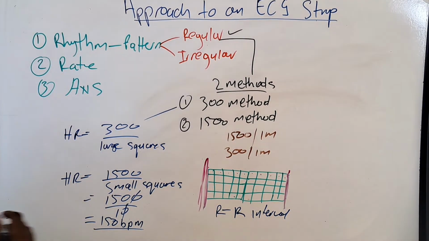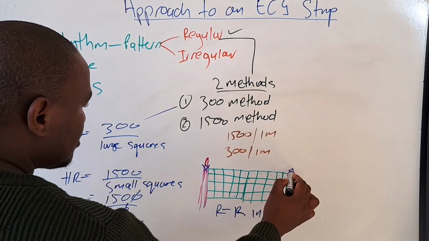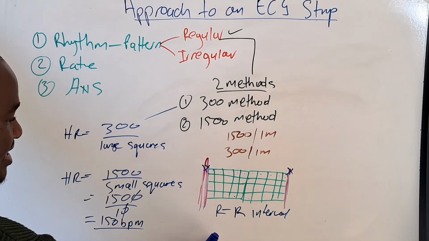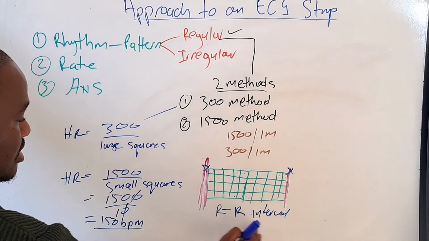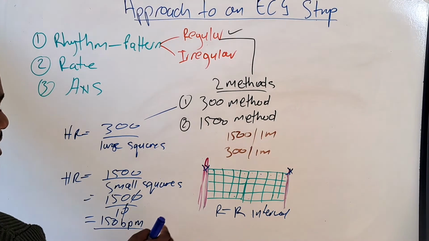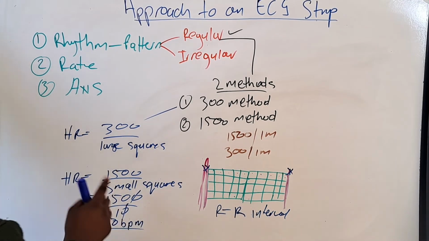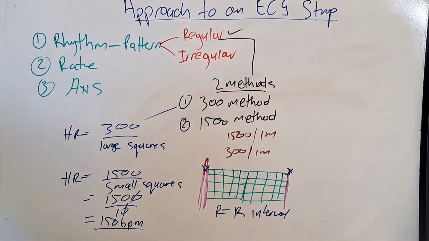So make a mark and count the small boxes from that R that you have identified to the next R. Whatever you get, whether you get 15, you get 21, whatever you get, divide it into the 1500, which is the standard number.